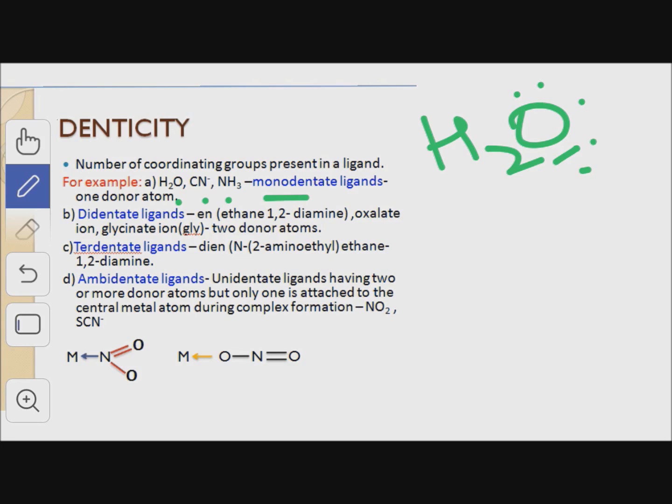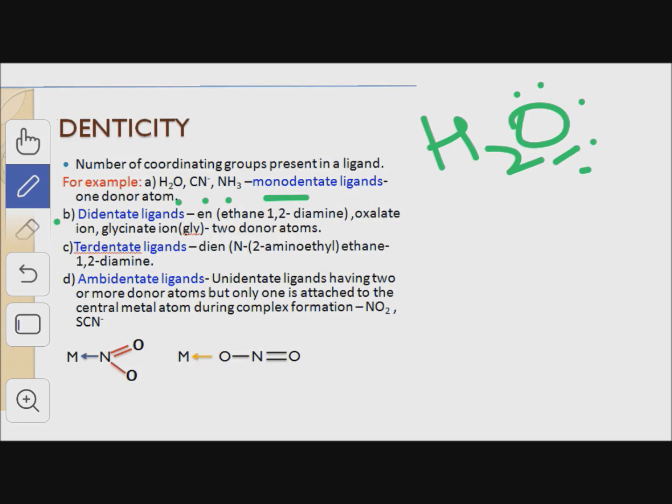Similarly, in CN negative, nitrogen has a lone pair of electrons to form a coordinate bond. In ammonia, again nitrogen has a lone pair of electrons for forming the coordinate bond with the central metal atom. It means in monodentate ligands only one donor atom is present, which donates its lone pair to the central metal atom and forms the coordinate bond.